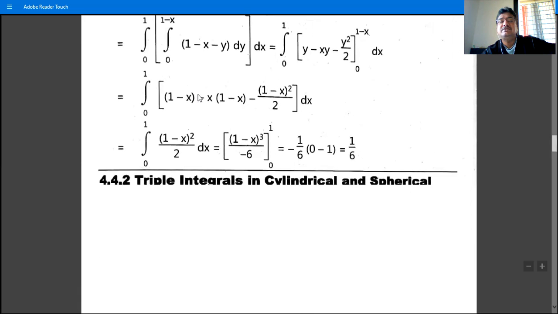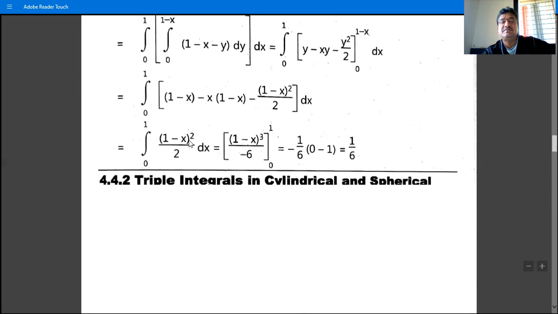Then, either simplify this bracket or directly use the rule for ax plus b. The integration of ax plus b raised to n is ax plus b raised to n plus 1 divided by n plus 1. Therefore, this is a factor of the type ax plus b, where a is minus 1 and b is 1. So it's 1 minus x to the power 2, divided by 2, and then divide by minus 1. Its simplification is this, and then its integration is this.